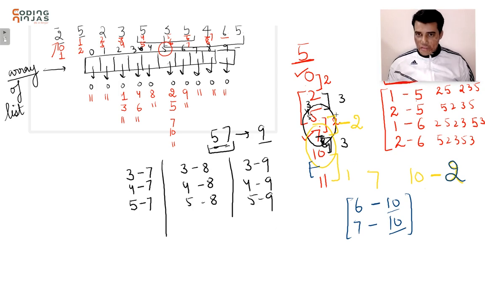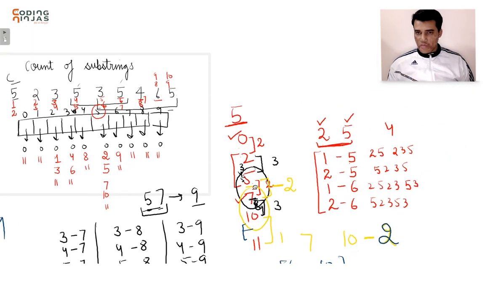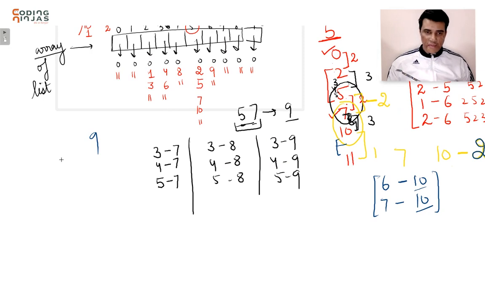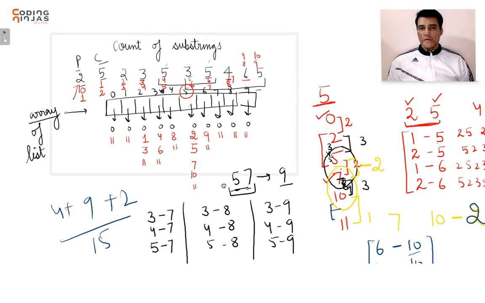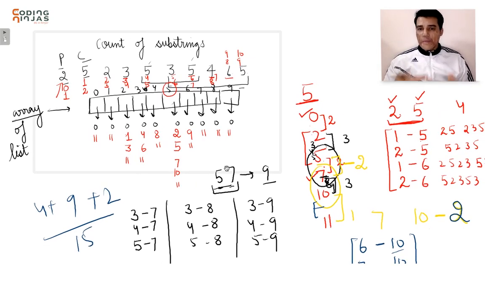The number of substrings would be 4 between 2 and 5, 9 between 5 and 7, and 2 between 7 and 10. So the answer to this would be 15. That's how this question was to be solved. I hope you would be able to implement this logic into code, and I hope this whole part has helped you in understanding this concept.